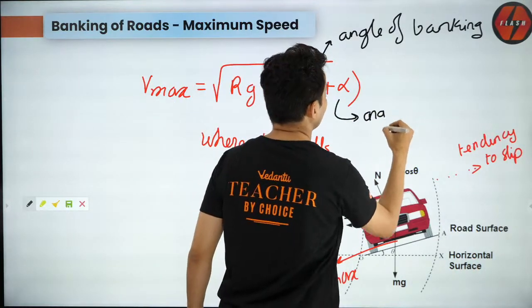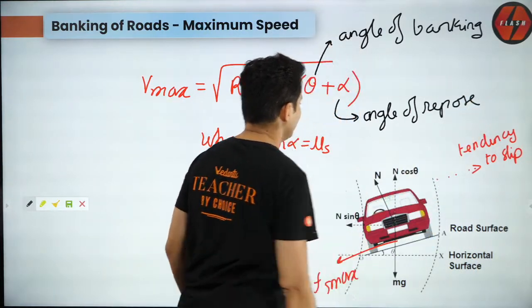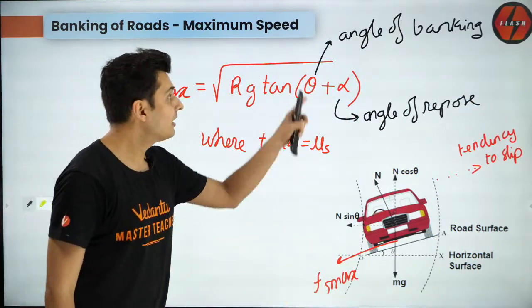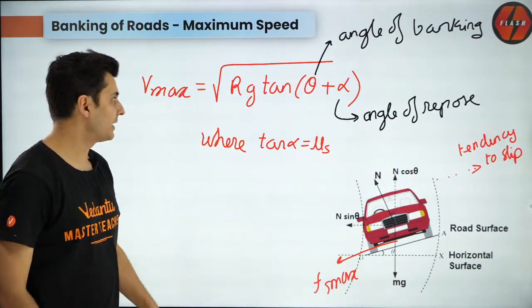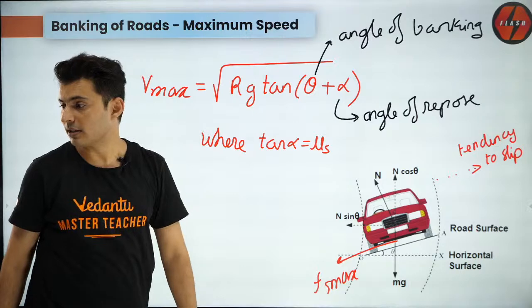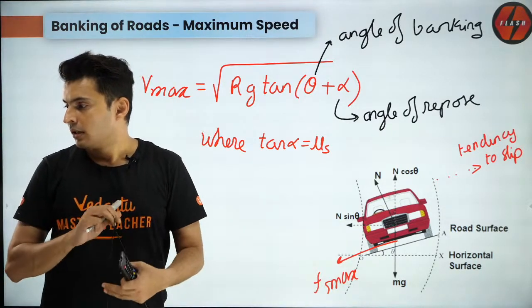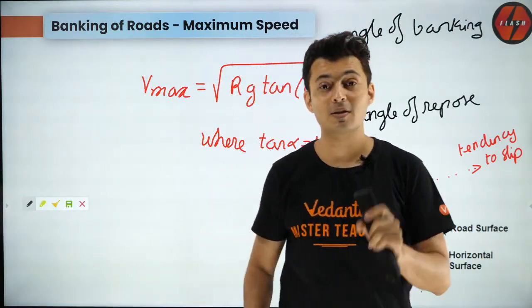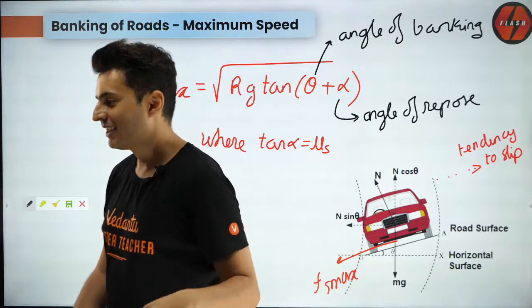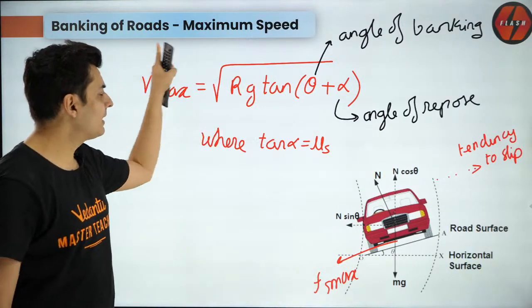This is angle of repose. If you have attended friction chapter sessions, you know what angle of repose is. They are two different things. And this is the maximum speed, correct. Root of rg tan theta plus alpha. Yes, friction will act downwards. So we use tension because tension was not doing work, it was perpendicular to the displacement, that's why. I hope that's clear. Okay, so guys, are you now remembering this formula?